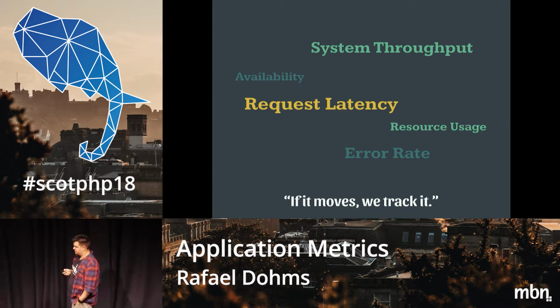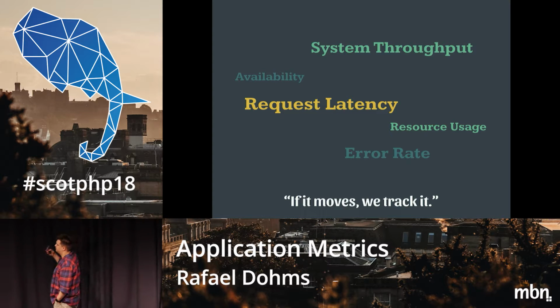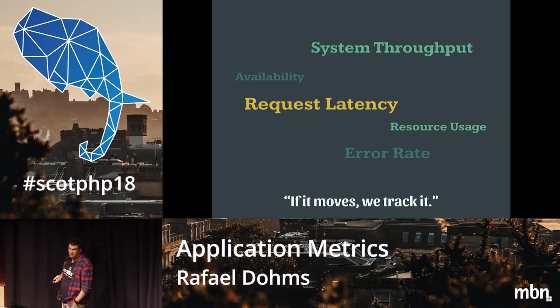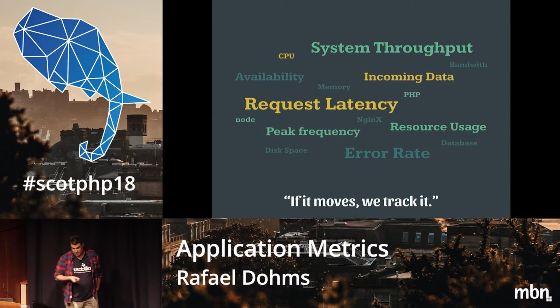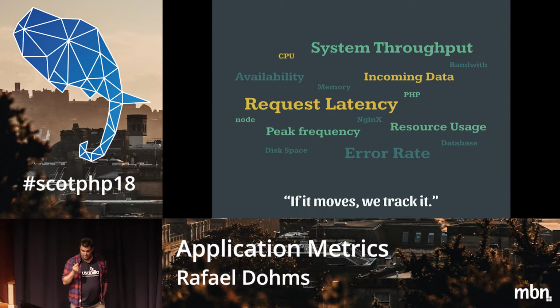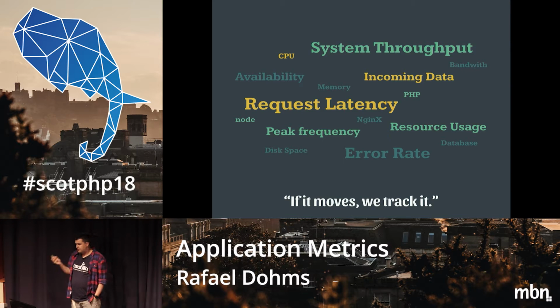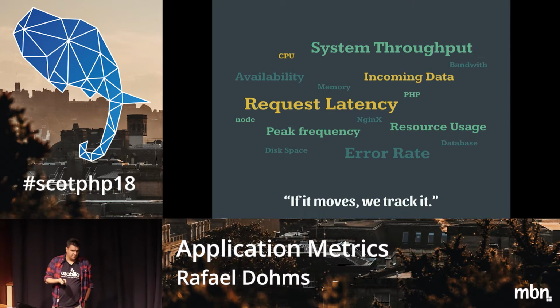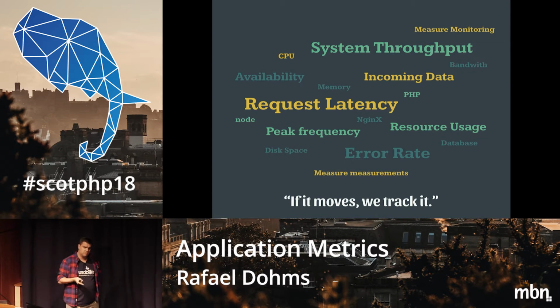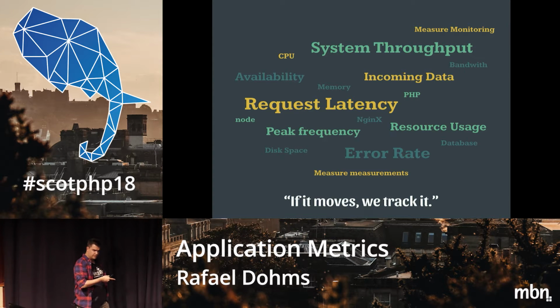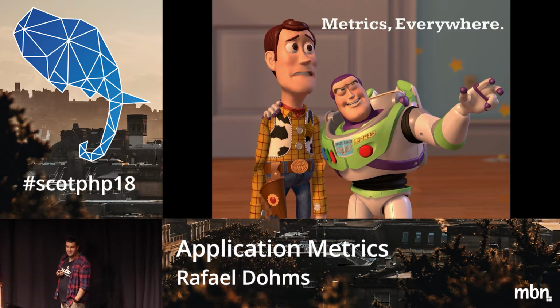That's a lot of stuff because you can track the system throughput, you can track availability, request latency, the error rates of your app, but you can also track the CPU, the memory, your peak frequency, incoming data, bandwidth, and then if it's not enough, you can also measure the measuring tools you're using to make sure that they're measuring the measurements. It's a lot of metrics. It's a lot of stuff to measure. It's a lot of information.